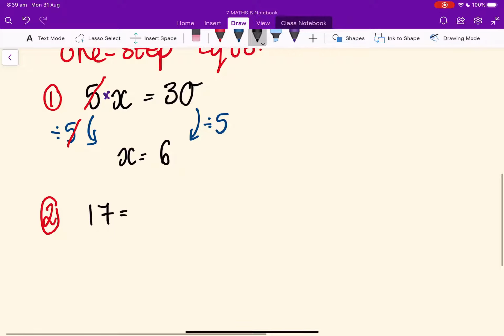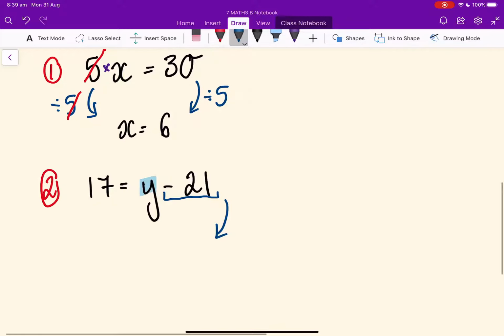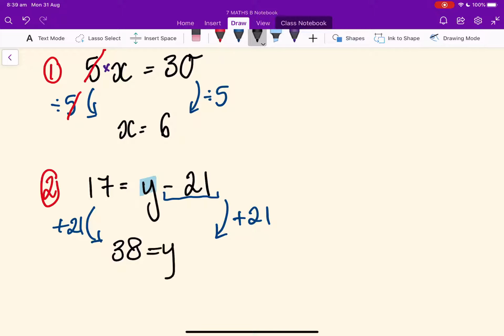17 equals y take away 21. Remember, we want to get this pronumeral, so the y, by itself. At the moment, you can see that they're taking away 21, so let's do the opposite to get that y by itself. So we're going to add 21 to both sides, and you need to make sure you're always doing it to both sides, else you're not going to get the right answer. 21. 17 plus 21 equals 38. And you've got y by itself, so 38 is your answer.